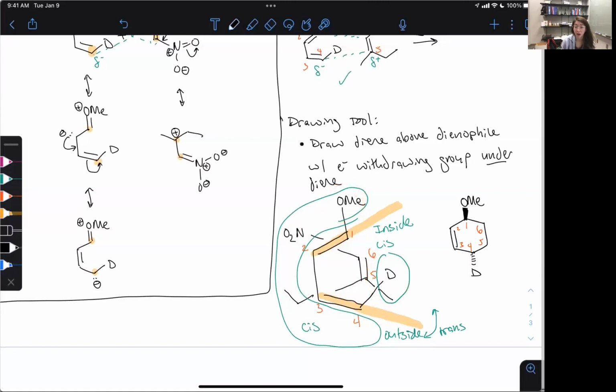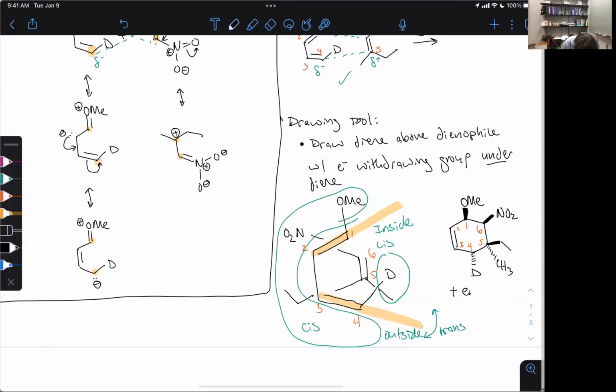On 5, I've got a methyl group that's also on the inside. And then on 5, I also have an ethyl group that's on the outside. And then on 6, I have my nitro group, which is on the outside, so that needs to also be on a wedge. Like that, okay? So in terms of relative stereochemistry, that's what it's going to look like.